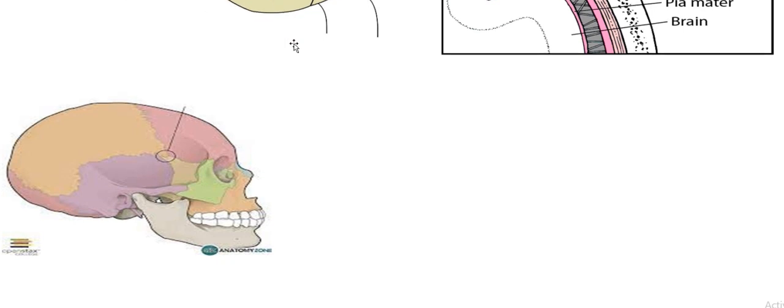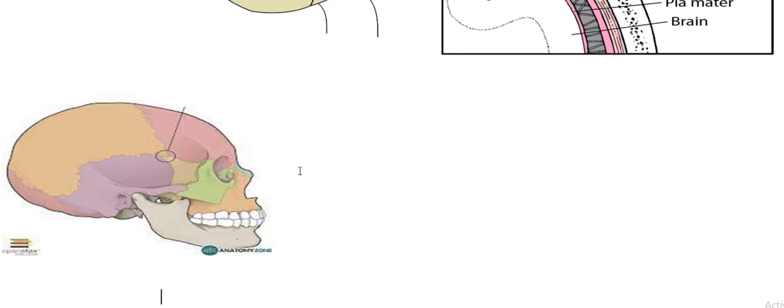Pterion is a junction between the skull bones: the frontal bone, parietal bone, temporal bone, and the last one is the sphenoid bone. In the junction between these bones, the middle meningeal artery passes through the pterion. When there is an injury to the head, it mostly causes injury of the pterion. That will cause the rupture of the meningeal artery. The meningeal artery will bleed between the skull and the dura mater. That collection of blood causes the epidural hematoma.